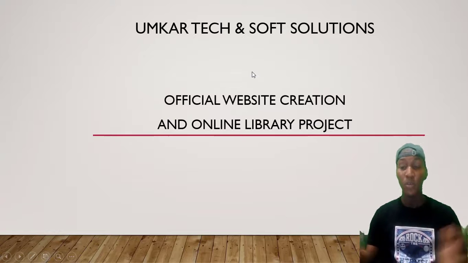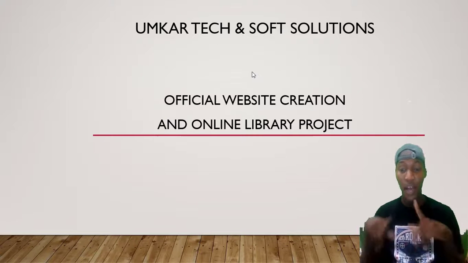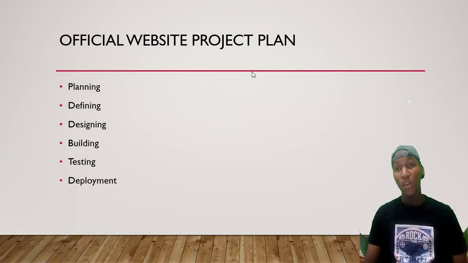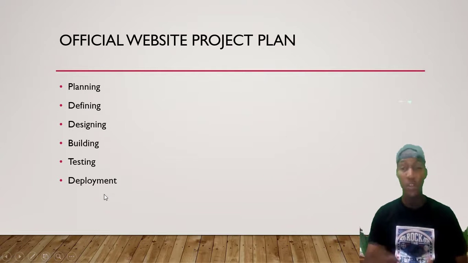So this is just the first page talking about the Umkar Text and Software Solutions. The first one is for the official website, and the second one is for the online library project. Let me just move on. So there's what we call the software development life cycle. In order to create quality software that is error-free, we should follow these steps, but it's not a must.